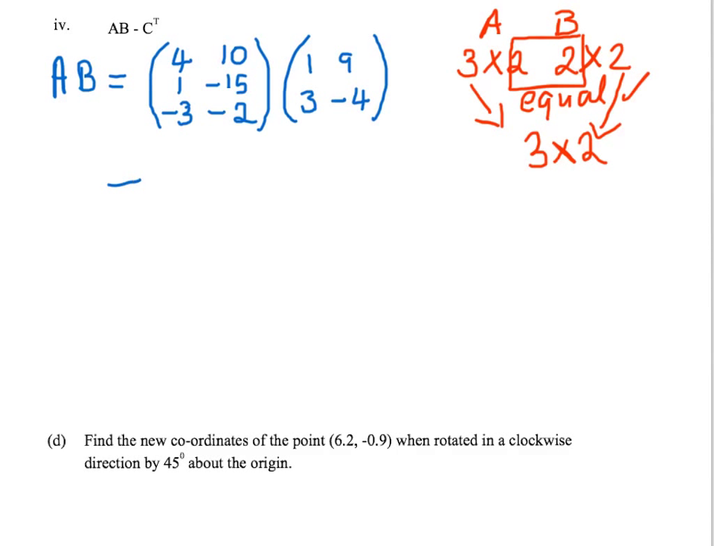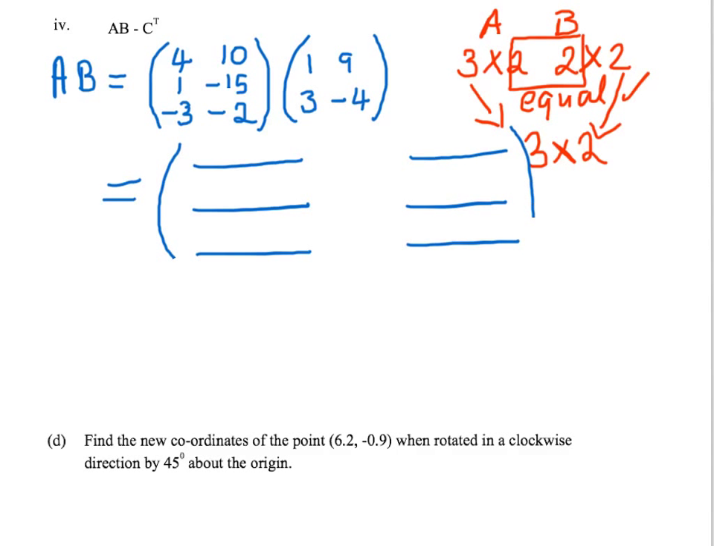So let me form the solution matrix. As I said, it has 3 rows, right? So 1, 2, 3 rows, and it has 2 columns, 1, 2. So the solution matrix is going to look like this. Now let me fill out each of the individual entries.